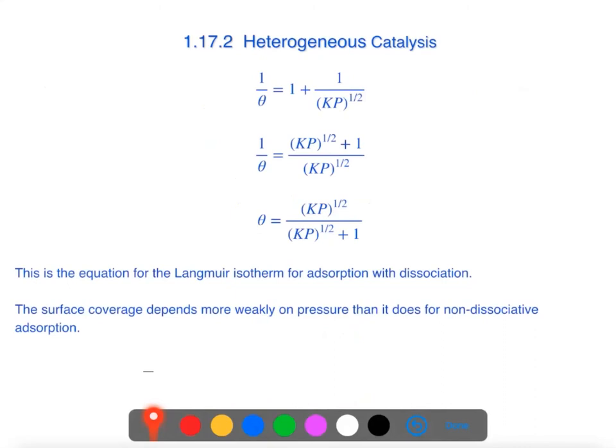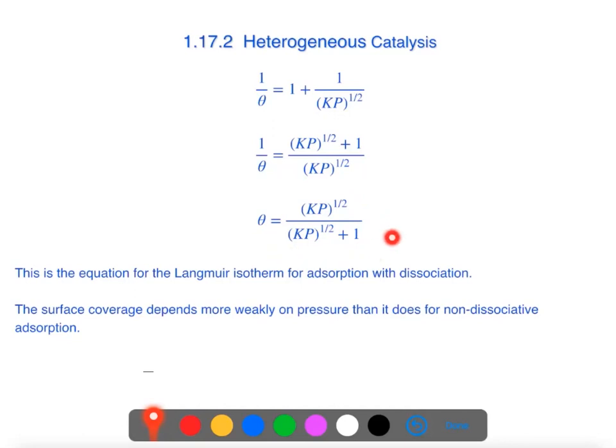So if we continue along this derivation, when we get to this point, we'll take a common denominator. That gives us this expression. And then finally, we can invert both sides to express theta as a ratio of the square root of Kp over the same square root of Kp plus 1. So this is the equation for the Langmuir isotherm for adsorption with dissociation. The previous Langmuir isotherm that we presented was for a non-dissociative mechanism. This is the example for dissociation.